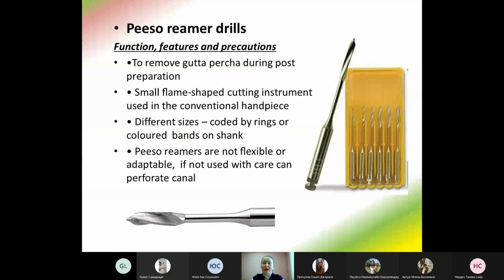Piezo reamer drills. This instrument is used for retreatment procedures to remove gutta percha from the root canal orifices. It is a small flame-shaped cutting instrument. Pay attention to its working end. As well, different sizes are available with color coding on the handle. Piezo reamers are not flexible. If not used with care, they can perforate the root canal.